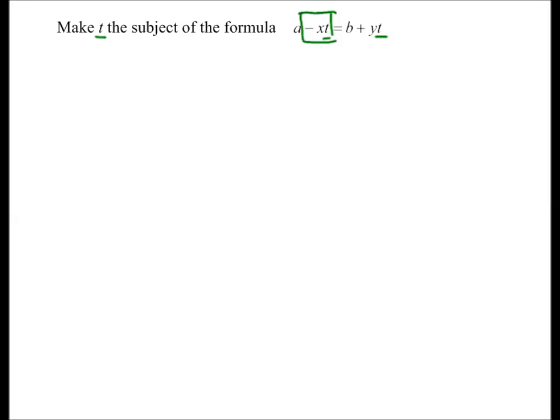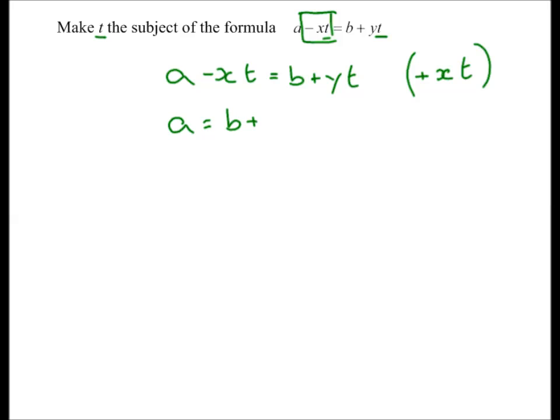So the first thing that I'm going to do is add xt to both sides. That will get rid of my xt on the left hand side, and I'll just be left with a equals b plus yt plus xt. Now I've got my t's all on the same side, I can factorise, so I can say a equals b plus, and now I have a t and I have y plus x.